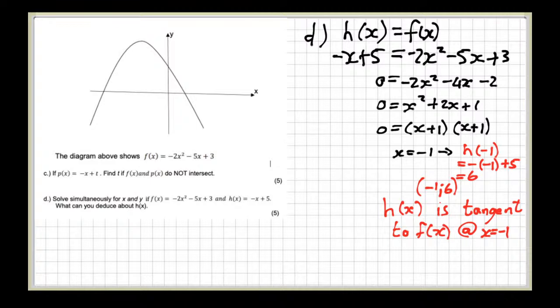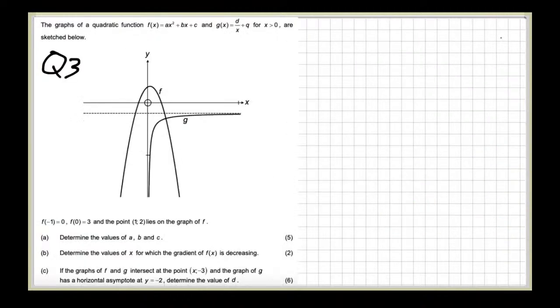The next question, ladies and gents, I got from, let me just quickly get there. I can't remember exactly which paper, but it was a previous year's exam paper. I think it was an IEB supplementary paper. This was an absolutely beautiful question. The graphs of a quadratic function f of x equal to ax squared plus bx plus c and g of x equal to d over x plus q for x bigger than 0 are sketched below.